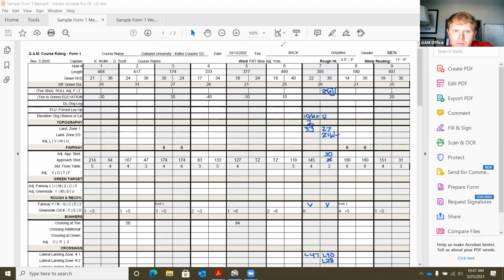So we'd have 0 and then minor, moderate, and then that would get us to a 2.